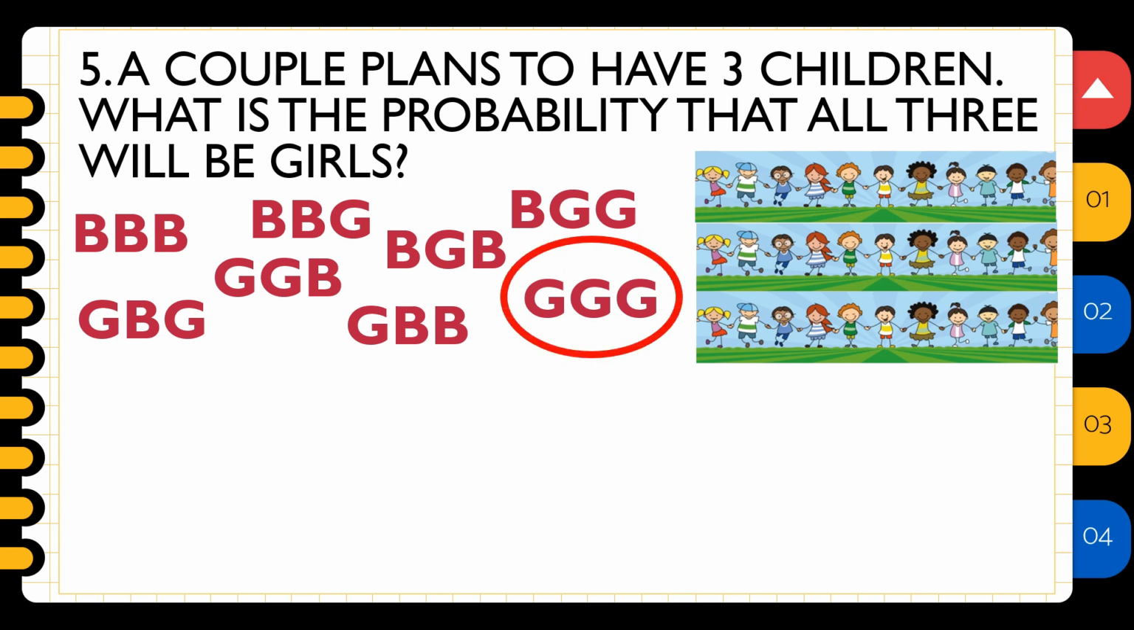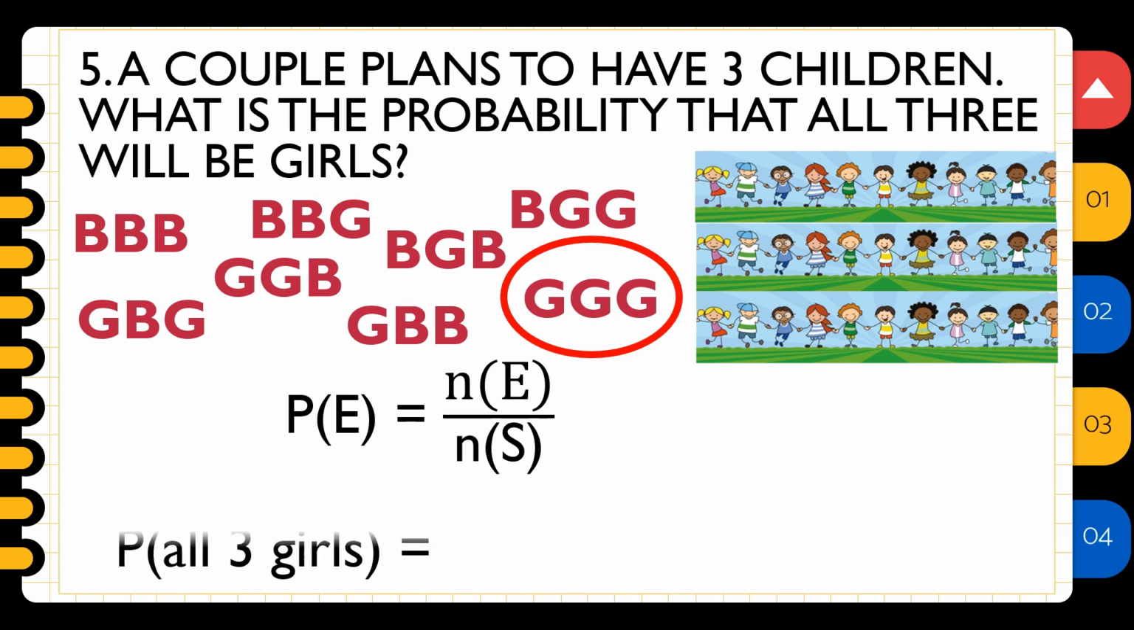Looking at this, there is only one possibility that the event of all 3 girls will happen. We follow the formula once again. P(E) is equal to N(E) over N(S). Therefore, P(all girls) is equal to 1 over 8.